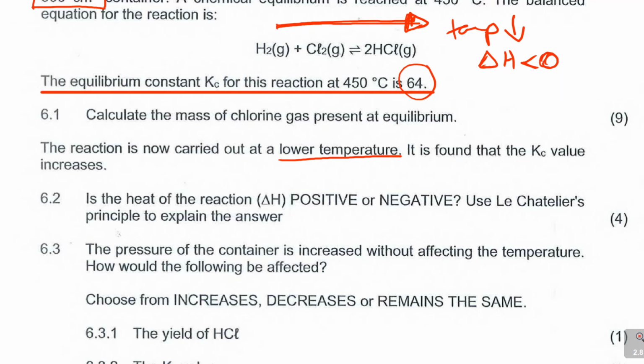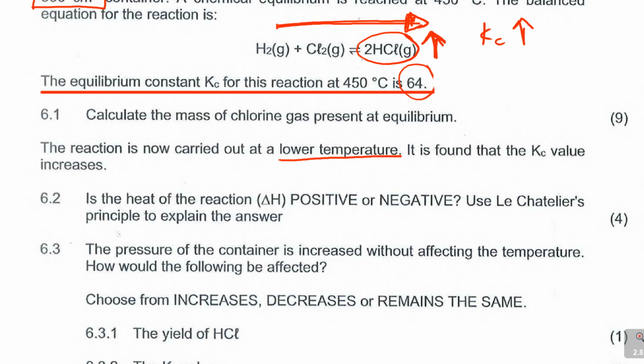Why is it exothermic? Exothermic reaction means when I increase the temperature, the reaction goes backwards. But when I lower the temperature, the reaction goes forward. That's what exo means. Put in another way, if I lower the temperature and the reaction goes forward, I increase the yield. Remember, when Kc increases, it means the yield increases. They're saying that the reaction is carried out at a lower temperature and the Kc also goes up. When Kc goes up, it means the yield went up.